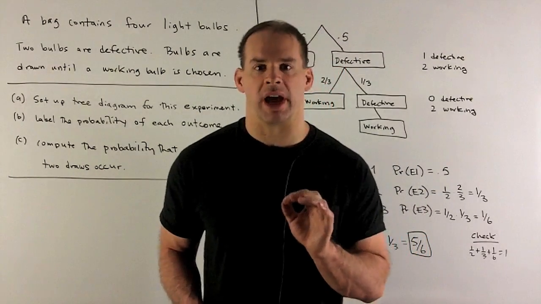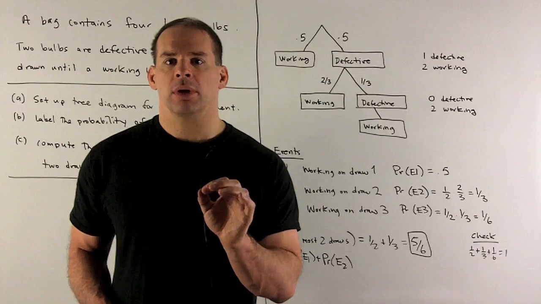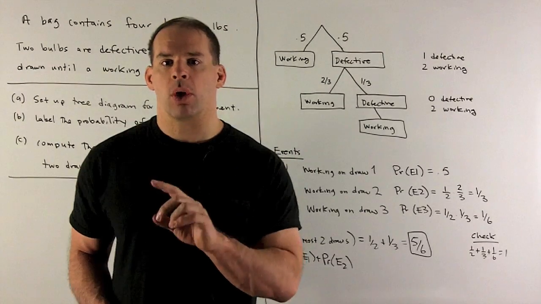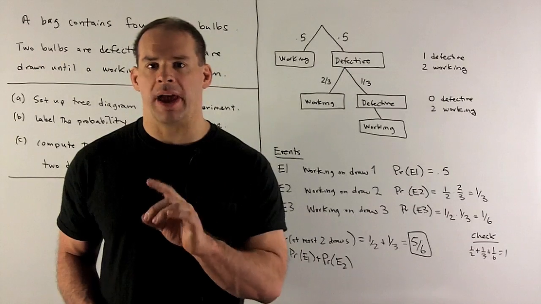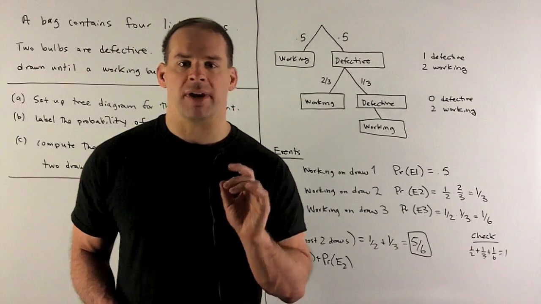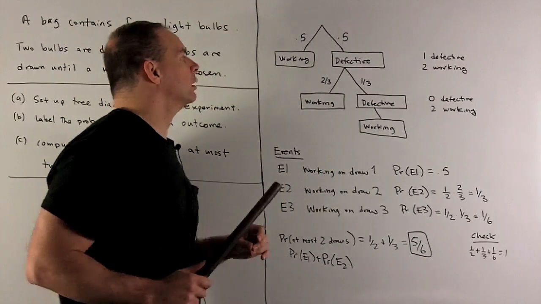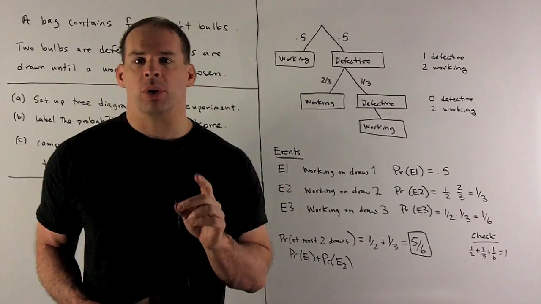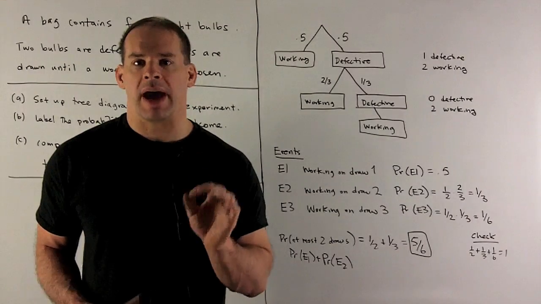Okay, set up our tree diagram. So what's going to happen here? On my first draw, we're going to have 4 bulbs. 2 are working, 2 are defective. So the probability of pulling a working bulb is 1/2. Probability of drawing a defective bulb is 1/2. So we'll put those in like this. Now, if I pulled a working bulb, I stop. If I pull a defective bulb, I have to keep going.